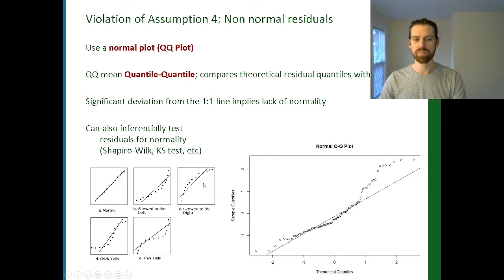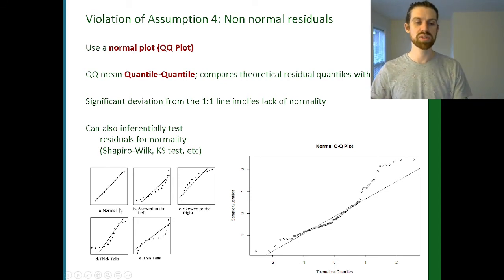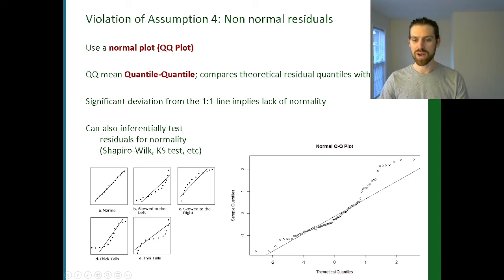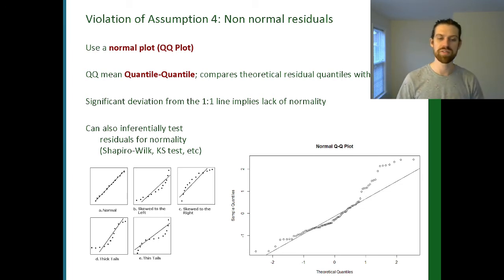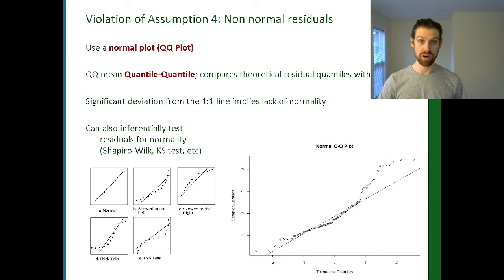Okay, so if you look here, if we had all of the points directly along this line, like this perfectly normal distribution over here, then they would be Gaussian, bell-shaped distributed residuals, normally distributed residuals. Instead what we have is this wiggle here where the residuals are changing, and this is indicative of non-normally distributed residuals and means that we violate the actual assumptions for the regression test.